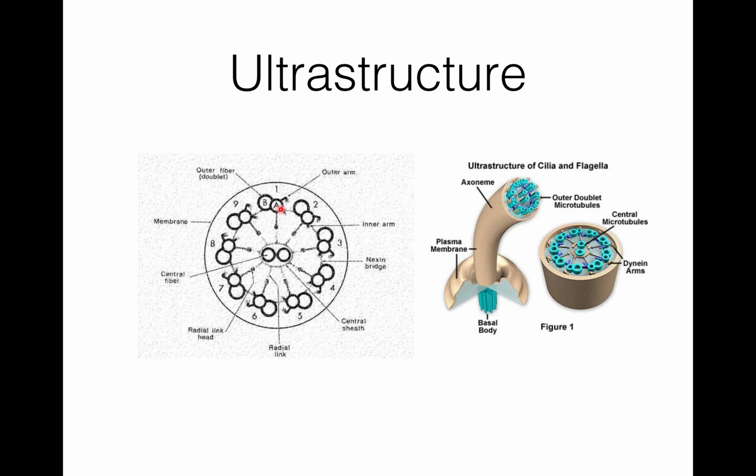Here also you can see the A and B subtubules and the outer arm. This is the radial spoke. This is the membrane. This is the central fiber. These are the radial link heads. This is the central sheath. This is an axon bridge.